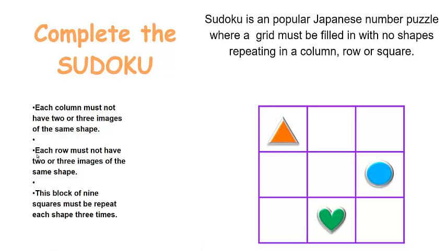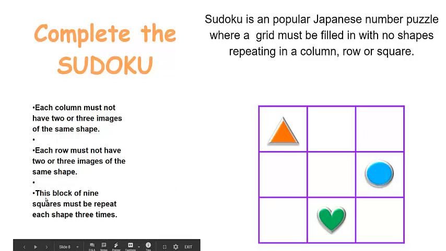The second instruction says each row must not have 2 or 3 images of the same shape. If we come to the rows here, in this row, you can't have 3 triangles or 2 triangles. When you're working in a proper way, you have 1 triangle.